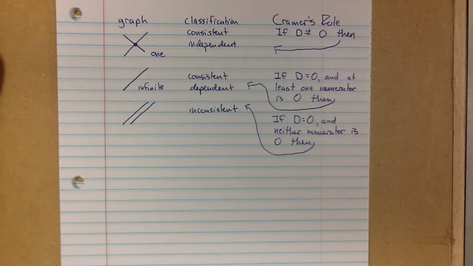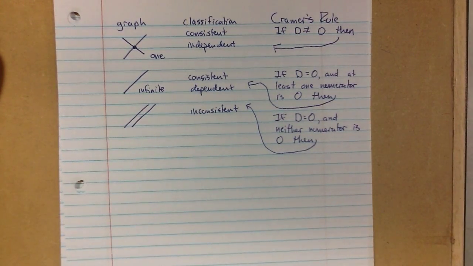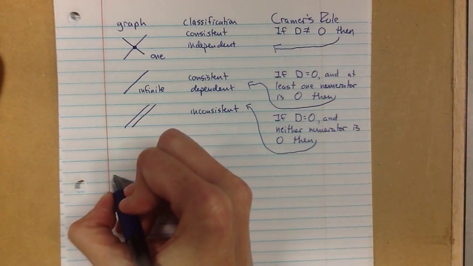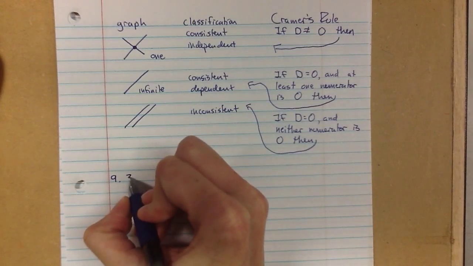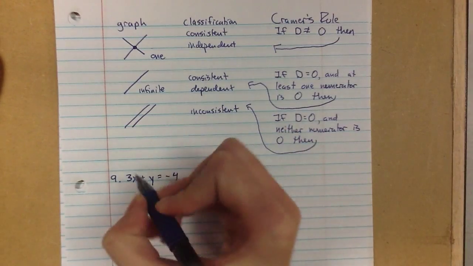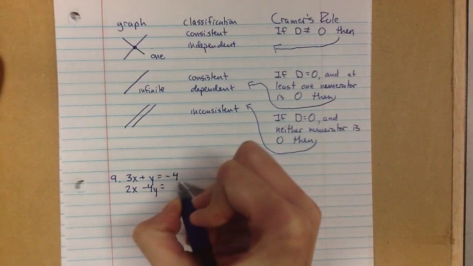9, 10, 11, 12. Okay? Alright. So, Cramer's rule is another way to solve a system. We have graphing, we have substitution, we have elimination, we're going to have Cramer's rule, and tomorrow we're going to have your new favorite way, called put it in the calculator. Okay? Alright. So, number 9. I got 3x plus y equals -4. 2x minus 4y equals 9.